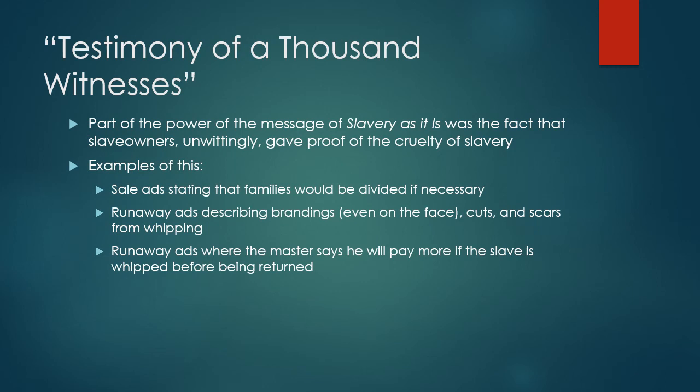So some examples of this that are found in this book, sale ads stating that families would be divided if necessary, runaway ads describing brandings on the slave, even on the face, cuts and scars from whipping. All of these things would be useful in identifying the runaway. Also ads where the master says he will pay you a certain amount if you will give the slave 50 lashes or something like this before you return it.